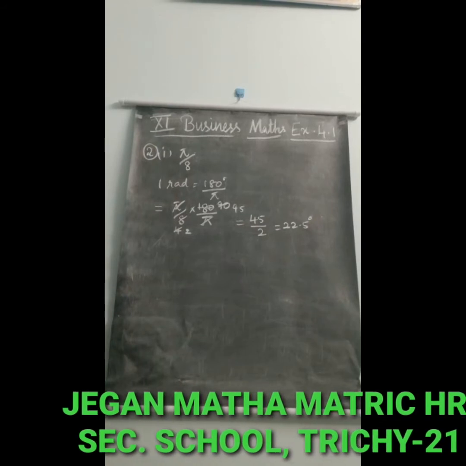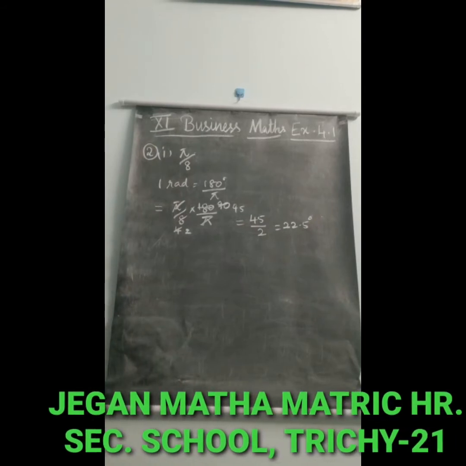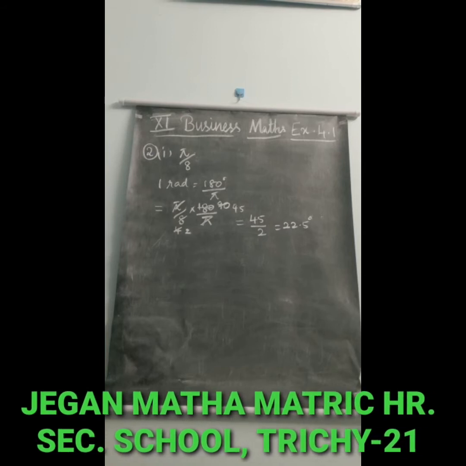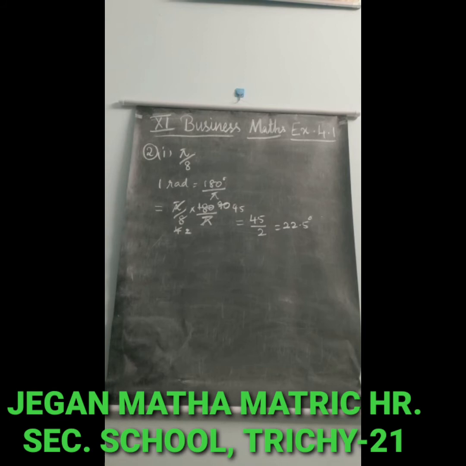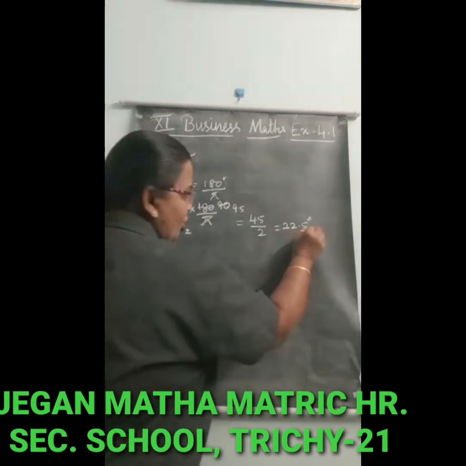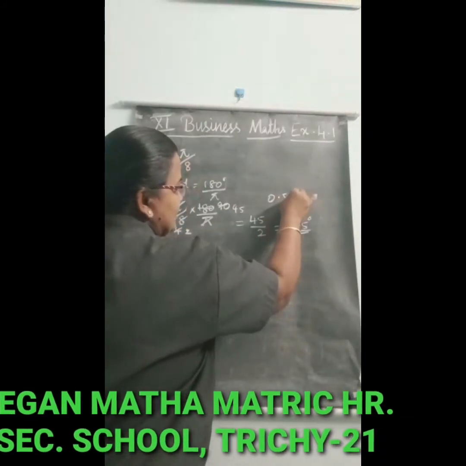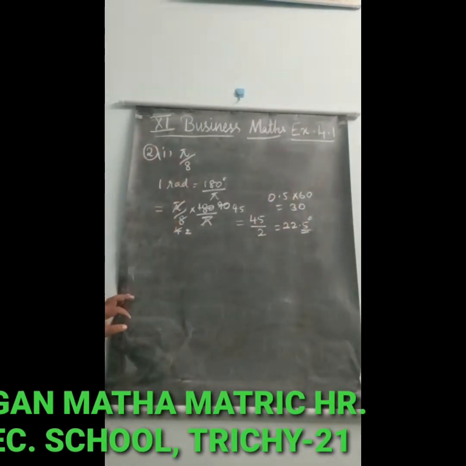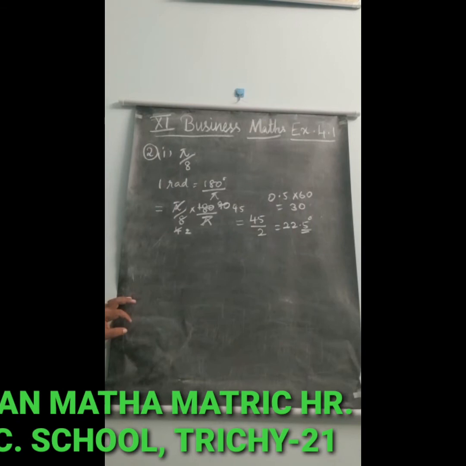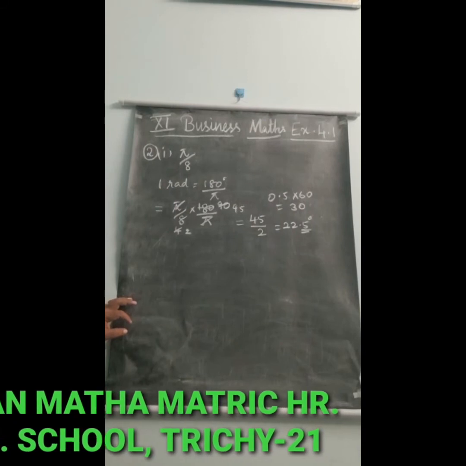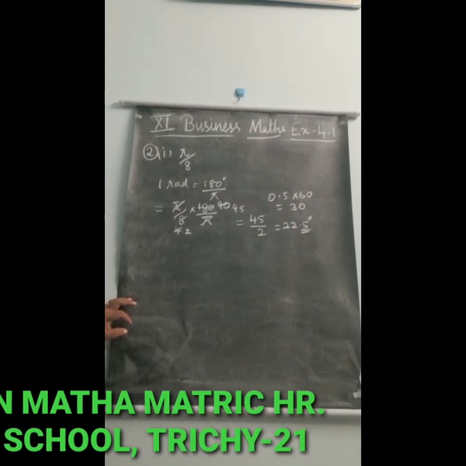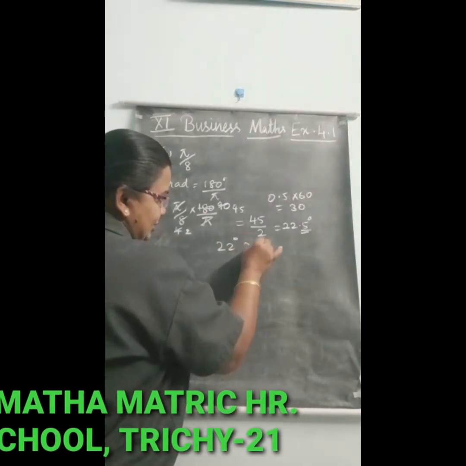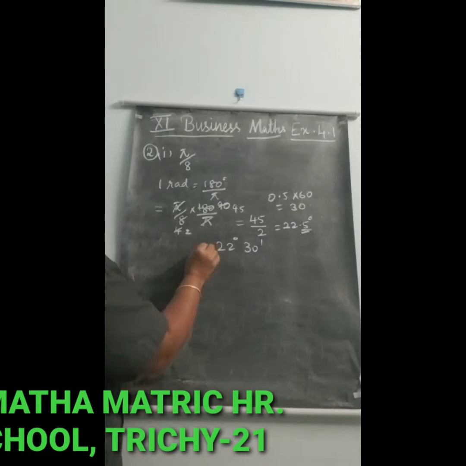The 0.5 should be converted into minutes. The 0.5 should be multiplied by 60, and we will get 30 minutes. So consider it as 22 degree and 30 minutes.